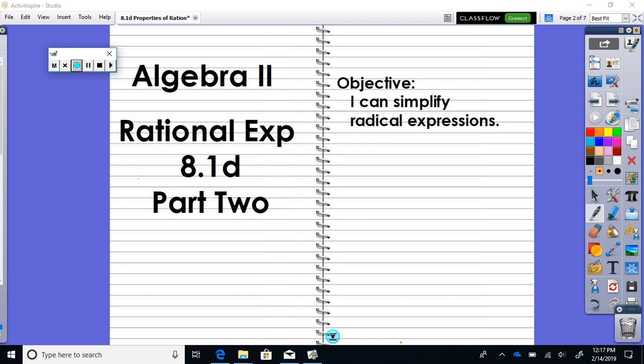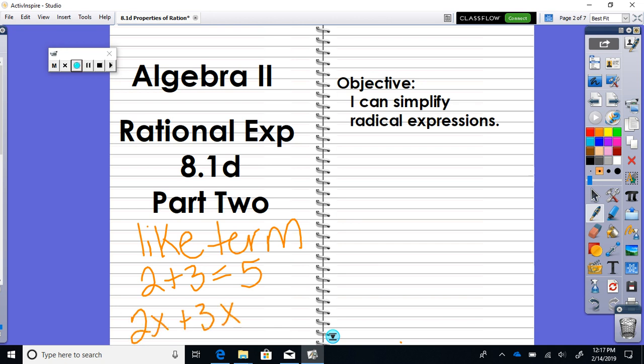You need to have what we call like terms. So in order to add and subtract things in algebra, they have to be the same. Like 2 plus 3, they're both whole numbers, both integers. Add them together, you get 5. And if you had 2x and 3x, they're both x's, so 2x's and 3x's gives you 5x's.